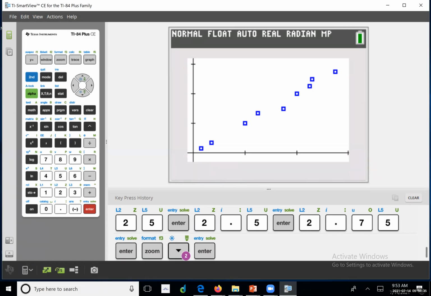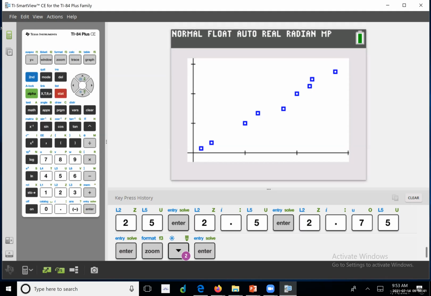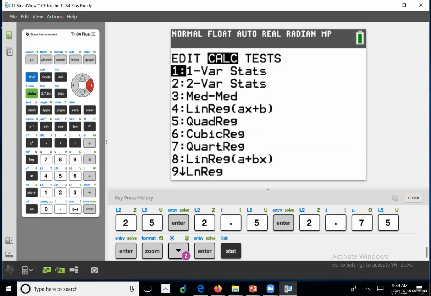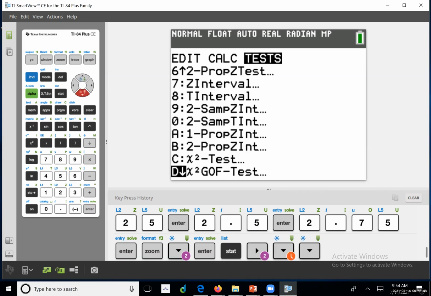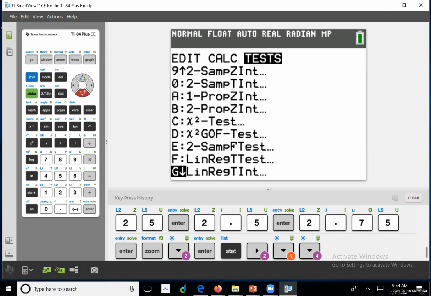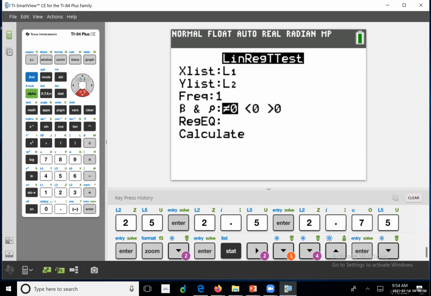So let's go to stat and test it now. We go all the way down to linear t-test, L1, L2, not equality, calculate.